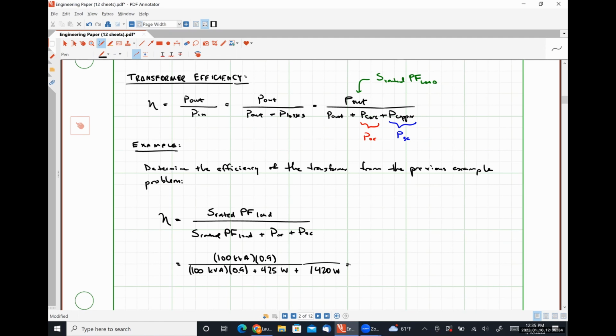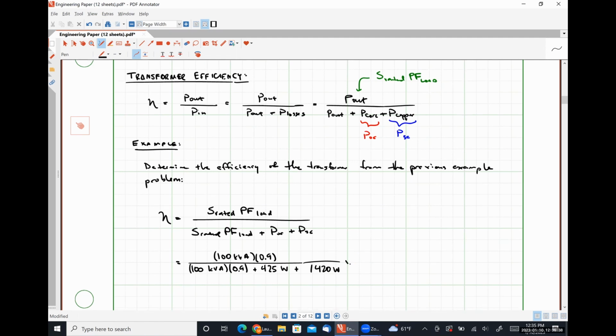And from this, we get, let's fancy it up here, I'm going to multiply it by 100% to get my efficiency as a percentage. And that's going to be 97.991%.